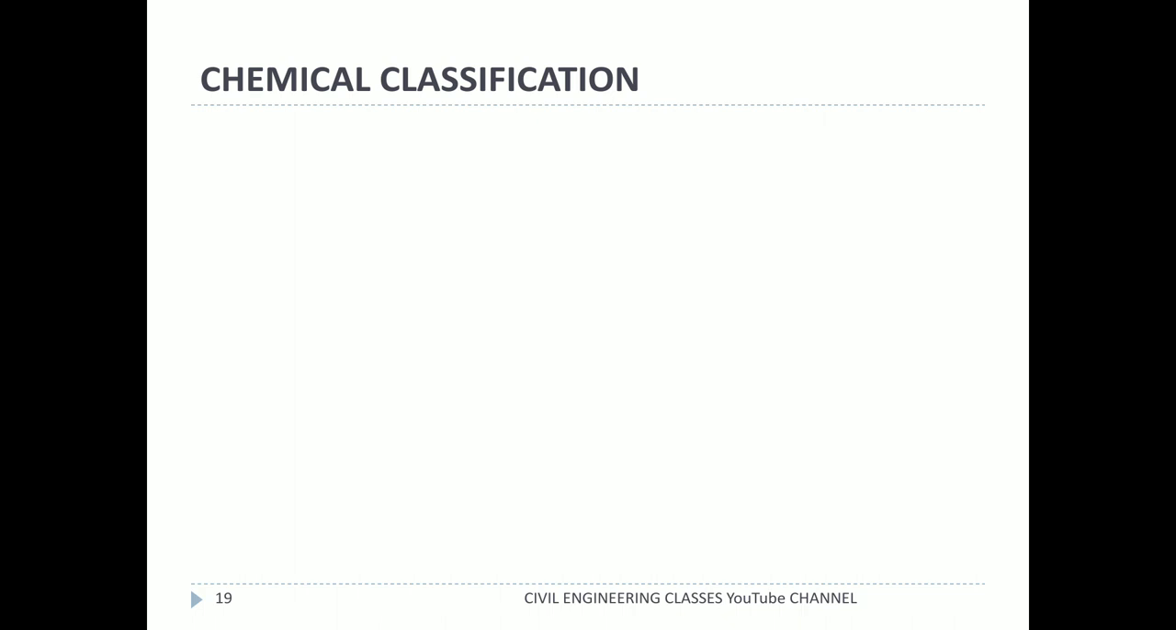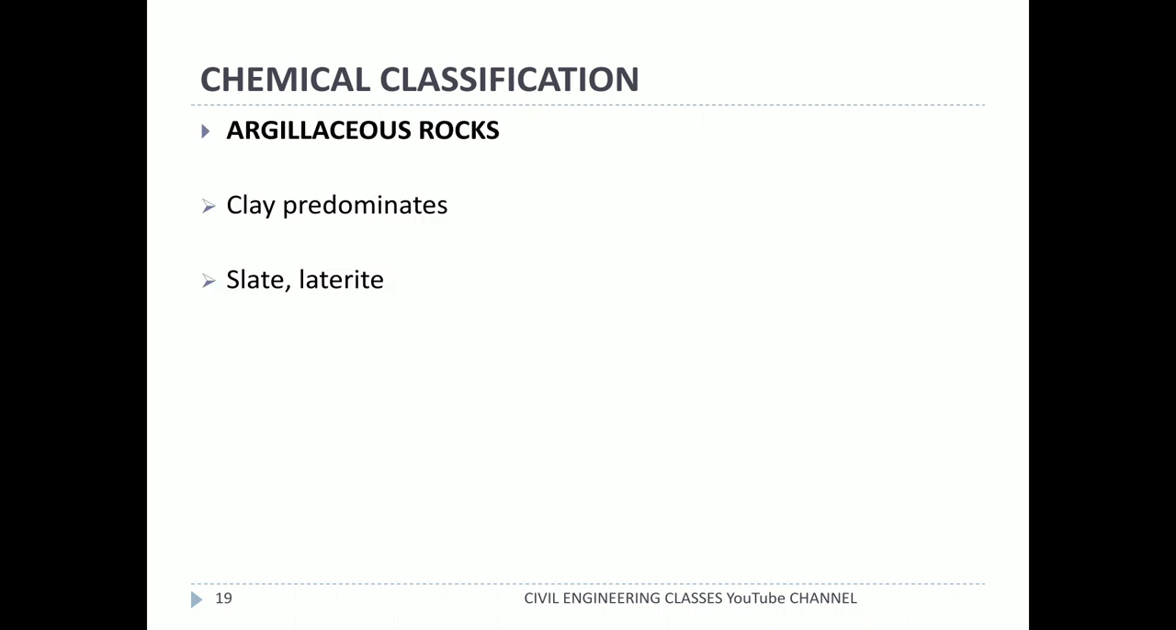Next one is the chemical classification of rocks. This is very simple. According to this classification, the stones can be classified as siliceous rocks, argillaceous rocks and calcareous rocks. From the name itself, we can see what is the chemical content of the particular rock. First one is argillaceous. Argillaceous means the clay content predominates. They may be dense or compact or sometimes very soft, for example slate, laterite, etc. These are all examples of argillaceous rocks.